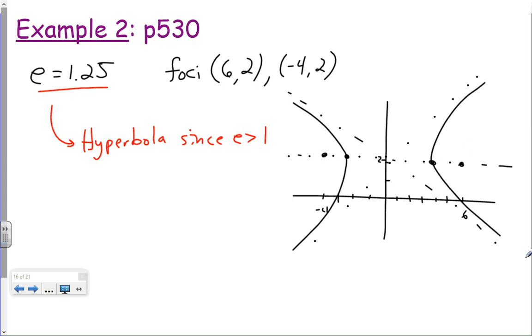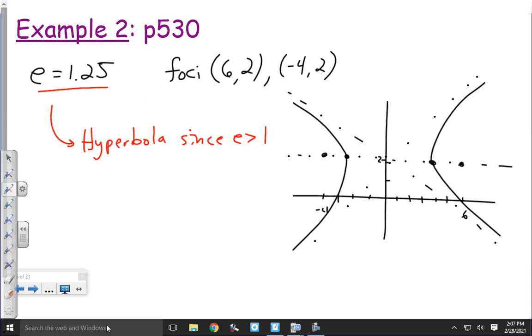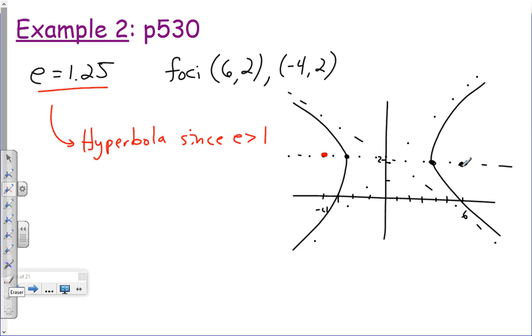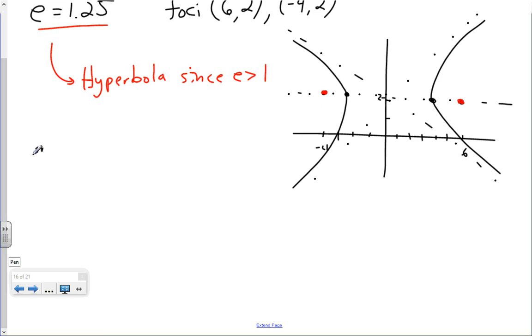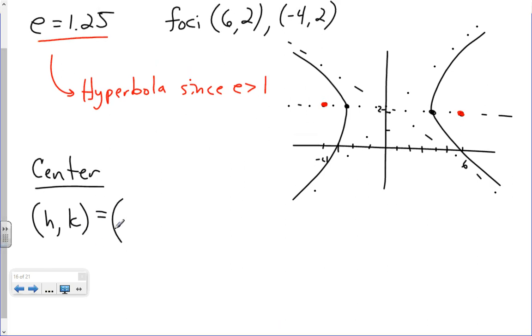All right. With having the location of the two foci, I'm going to mark those in red here, actually. I can actually find the midpoint of those. If I find the midpoint, that actually will tell me where the center of this thing is at. So let's do that. Let's find the center. So HK, the center of this, is equal to, it's just the midpoint. So average the x's, average the y's. So it's going to be 6 plus a negative 4 divided by 2. And then average the y's.